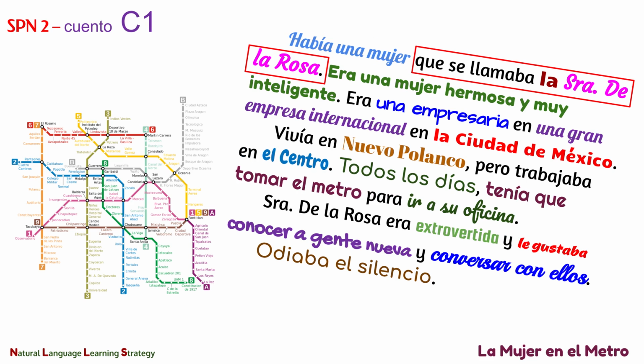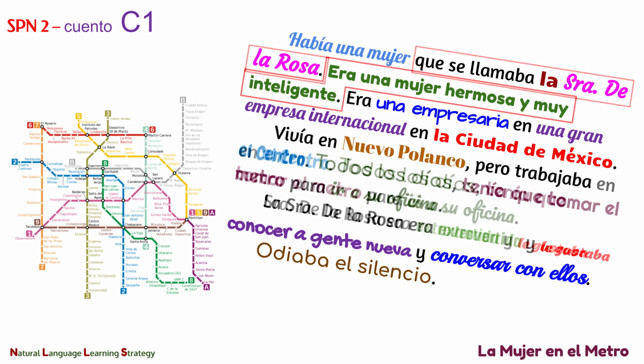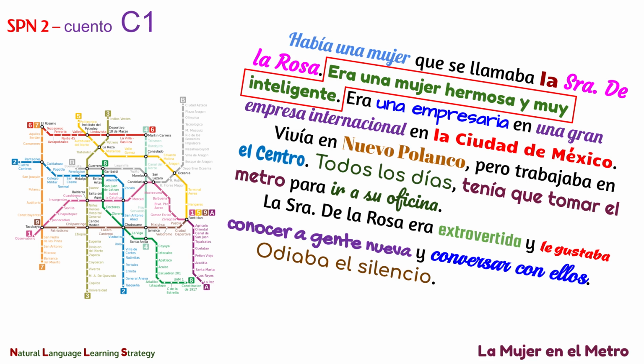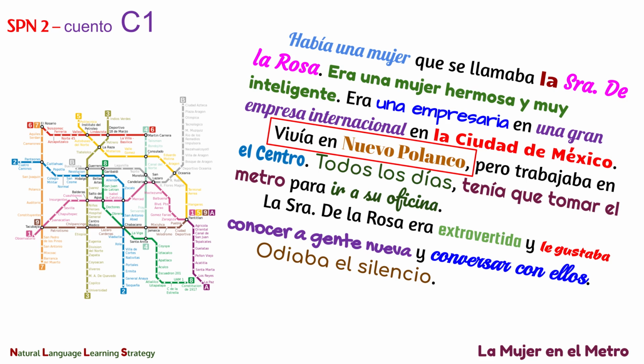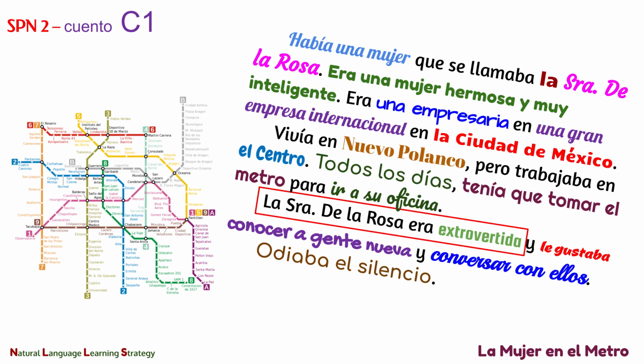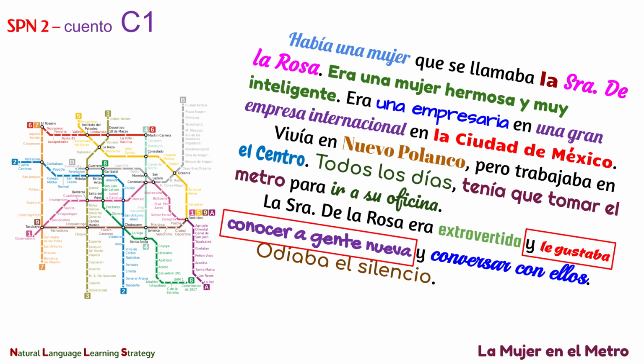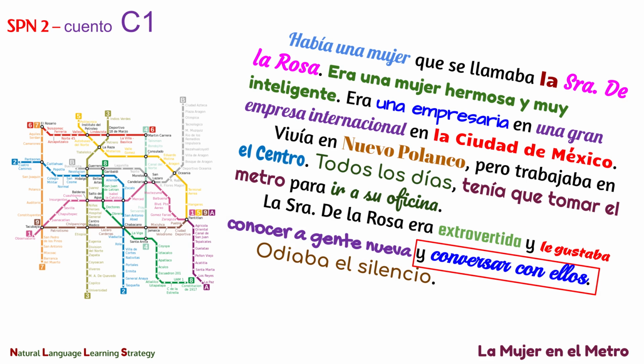Había una mujer que se llamaba la Señora de la Rosa. Era una mujer hermosa y muy inteligente. Era una empresaria en una gran empresa internacional en la Ciudad de México. Vivía en Nuevo Polanco, pero trabajaba en el centro. Todos los días tenía que tomar el metro para ir a su oficina. La señora de la Rosa era extrovertida y le gustaba conocer a gente nueva y conversar con ellos. Odiaba el silencio.